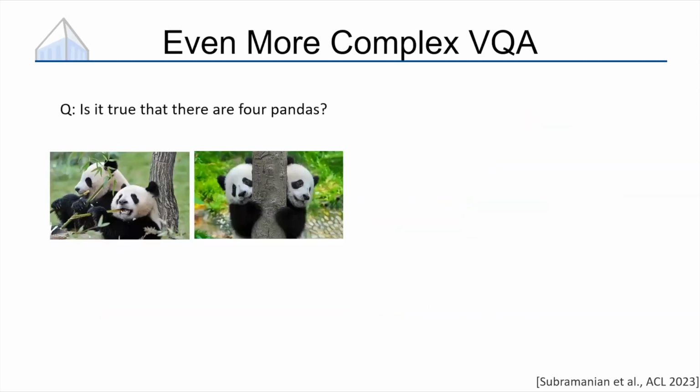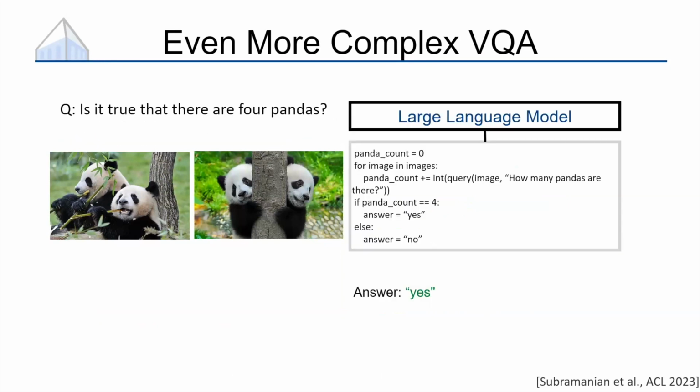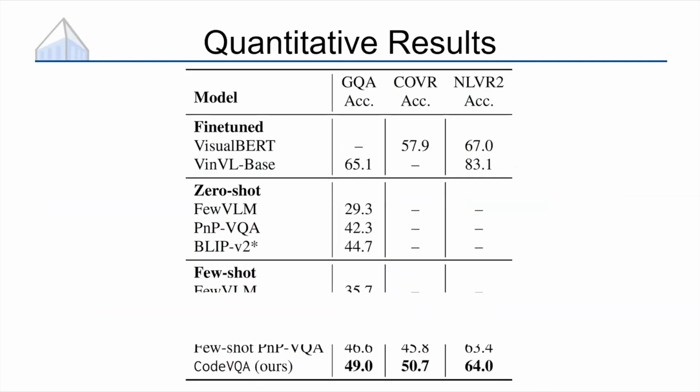So here's another example: are there 4 pandas in this set of images? This is, I guess, a set of pictures, and the baseline method says no. But this code-based method that first knows that it should actually run something that counts pandas does better.